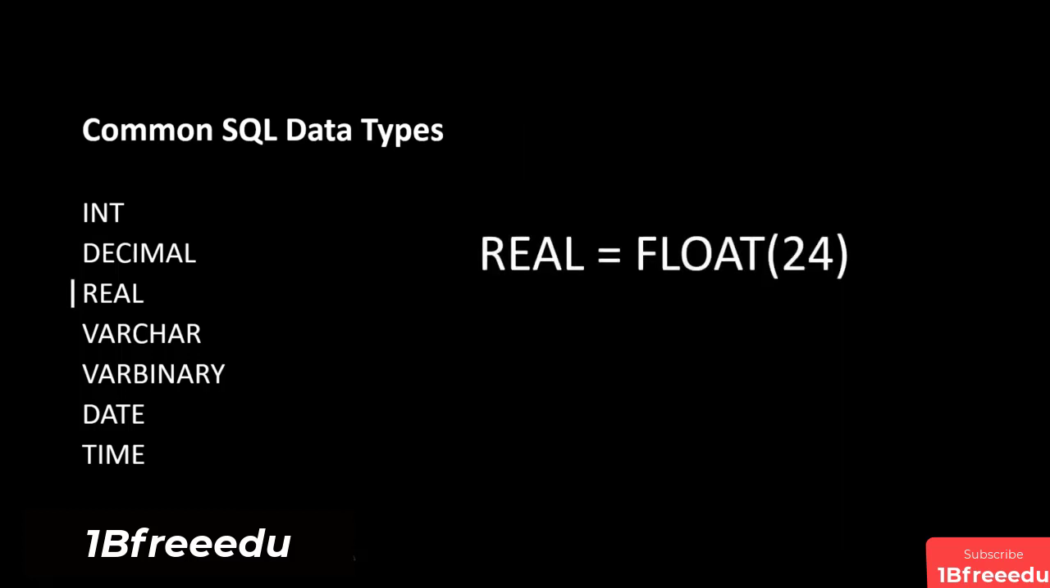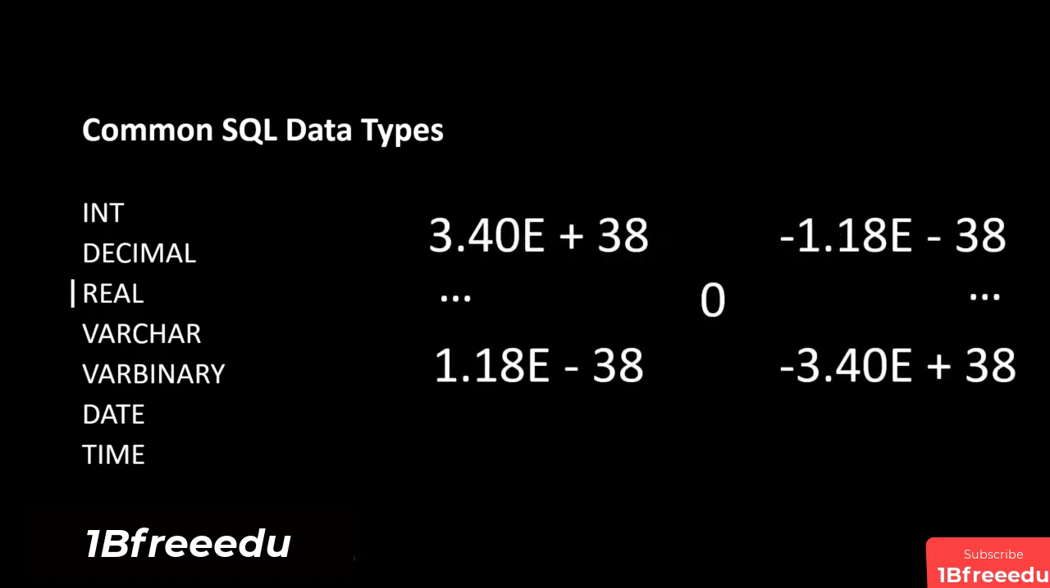Real is an approximate number data type used to store numbers with floating points. SQL Server uses 4 bytes to store real numbers. Real numbers range from very small fractions to very large numbers on positive and negative scales and include 0. Real numbers use a little less space than decimals. However, if the database performance is not an issue, use decimal instead of real.